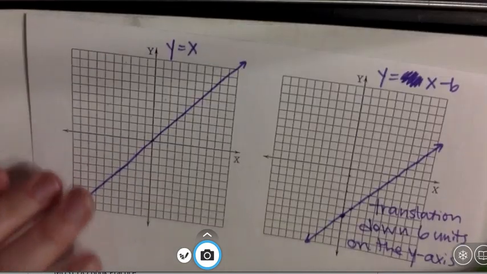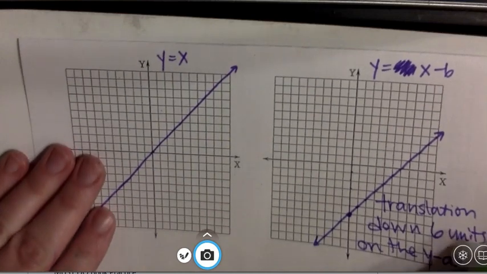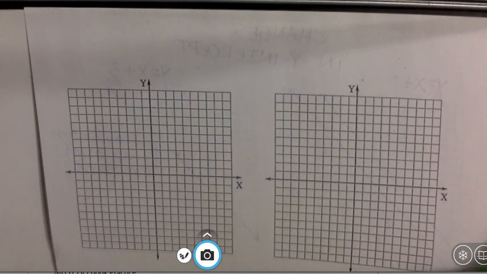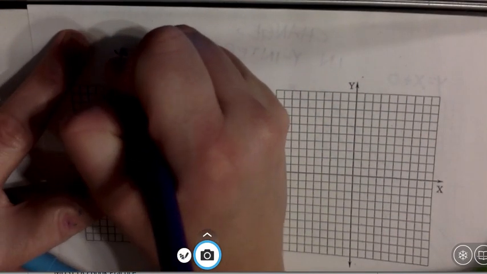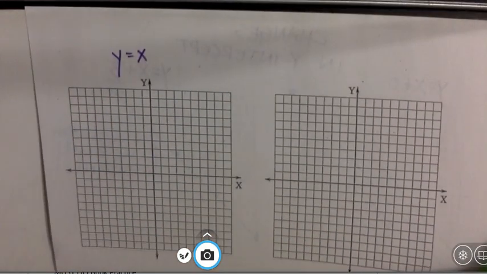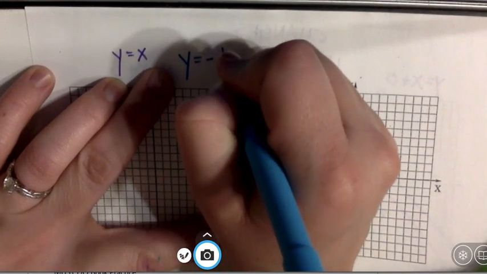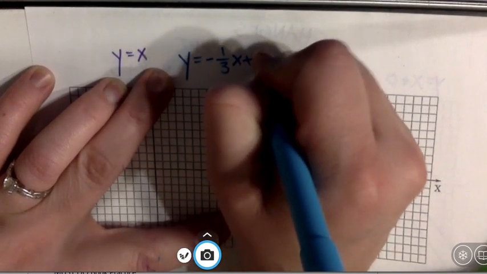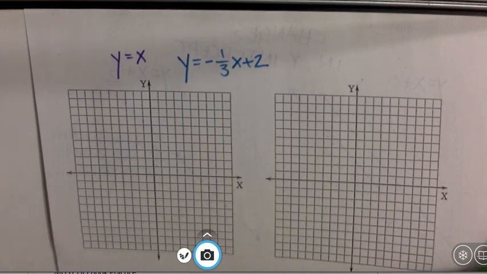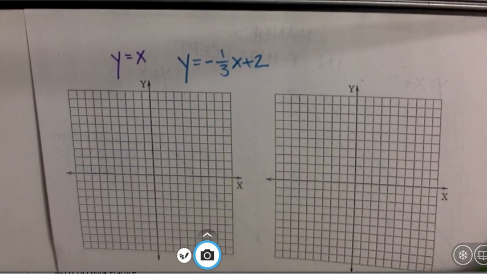I'd like to do one last problem so you can see how all of these come into play. Let's see what this looks like in a crazy scenario where our parent function, y equals x, becomes this equation, y equals negative 1/3 x plus 2. We need to be able to describe how its polarity has changed. Does it get reflected? Does it get rotated? And does it get translated? We're going to look at those 3 aspects and break them down clearly.